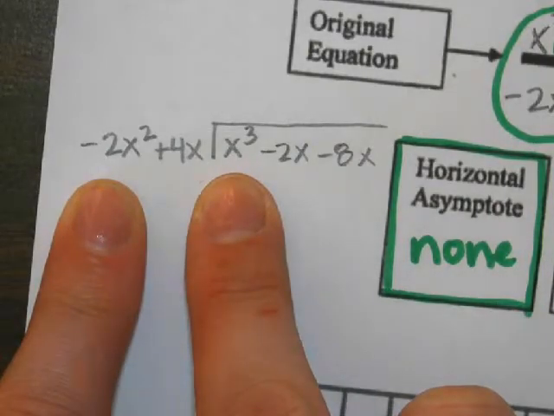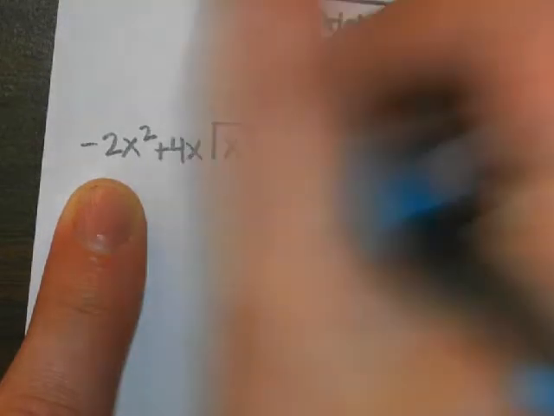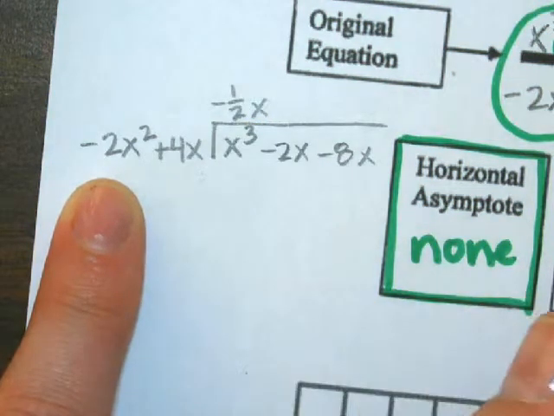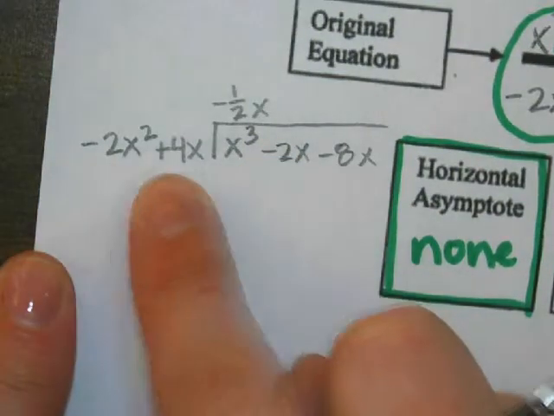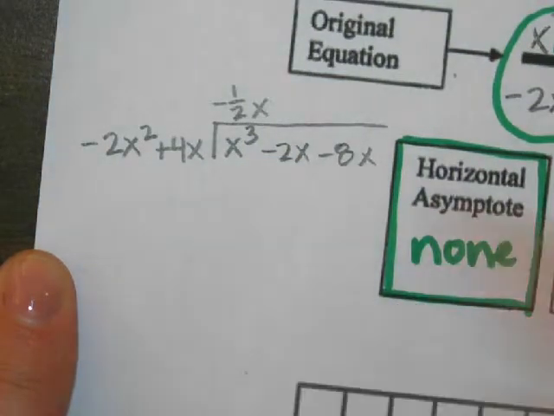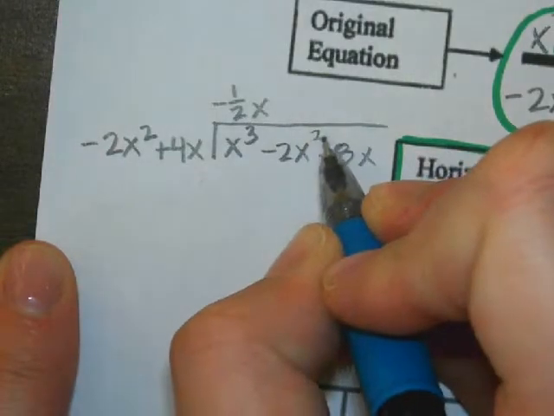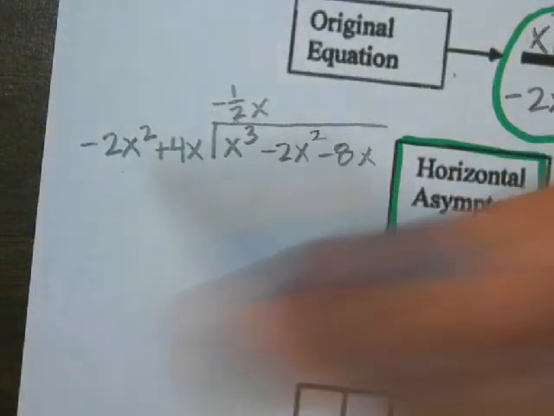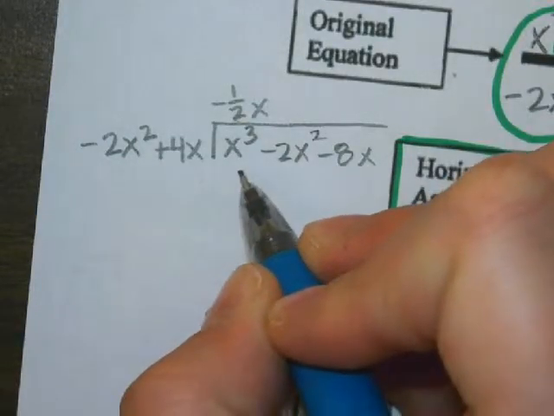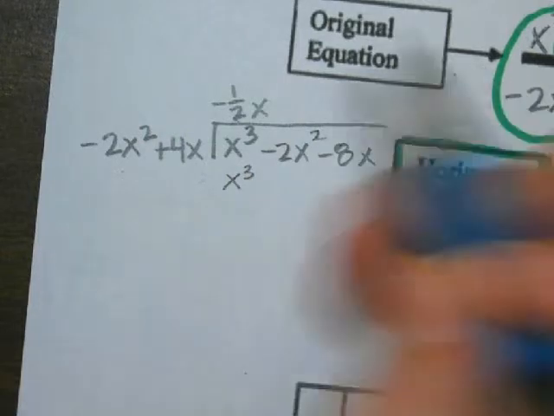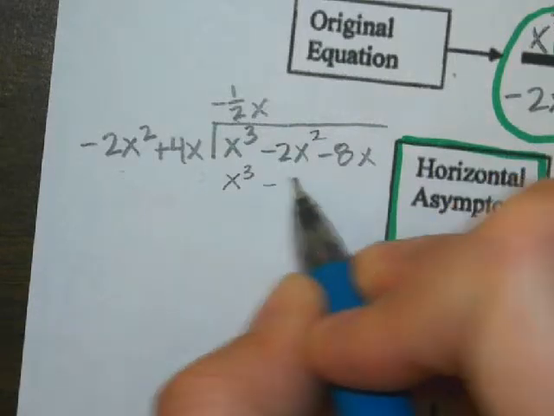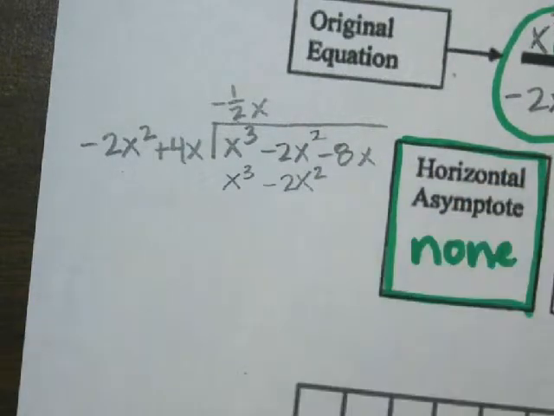Negative 2x squared multiplied by what is x to the third? Negative 1/2 x. Okay, and now what do we do with that on the top? We multiply it by each of these, and we write it underneath. Sorry, I missed the little squared right here. Okay, so negative 1/2 x times negative 2x squared is positive 1 x to the third. Negative 1/2 x times positive 4 is going to be negative 2x squared.